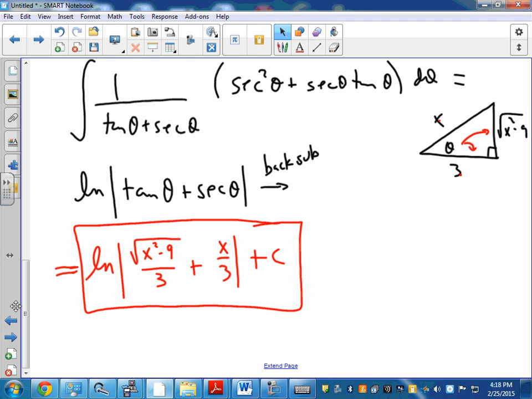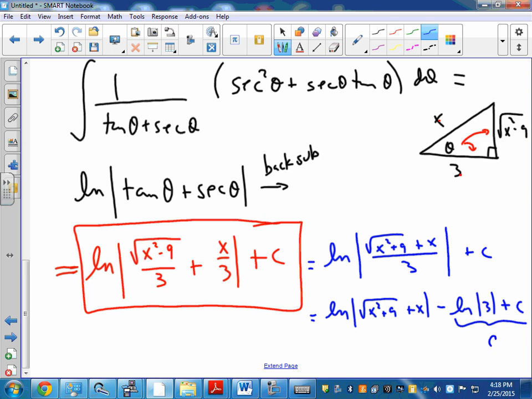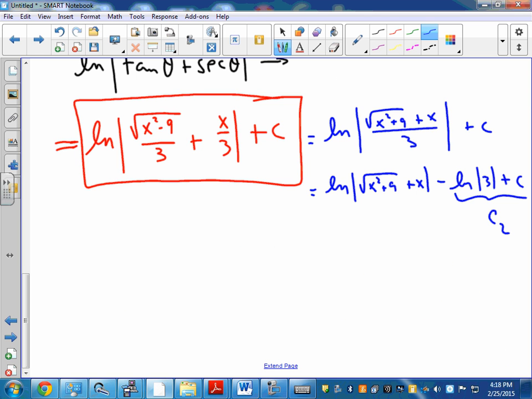I'm looking at the text. I would have left it here. The author actually does one other thing just to see whether you're savvy. I don't know that you need to do this either. This is the natural log of the absolute value, square root of x squared plus 9 plus x over 3, right? And so this is the log of a quotient, which is a difference of logs, natural log of square root of x squared plus 9 plus x minus the natural log of absolute value of 3 plus a constant. But these are just two different constants, so call it a constant 2, and the author writes the answer this way.